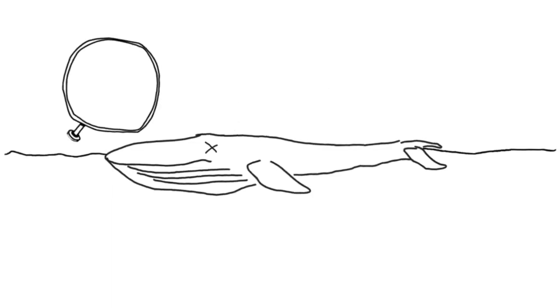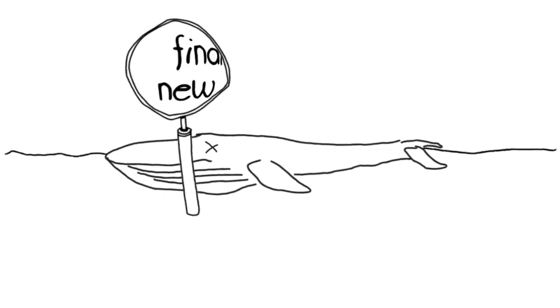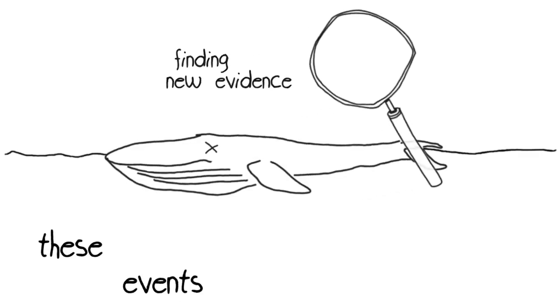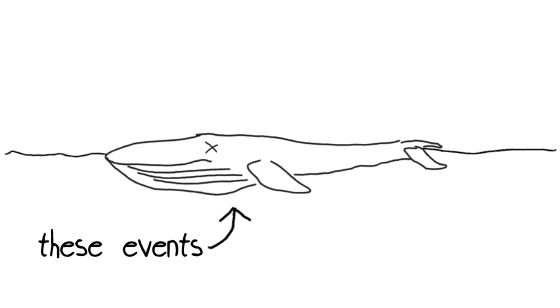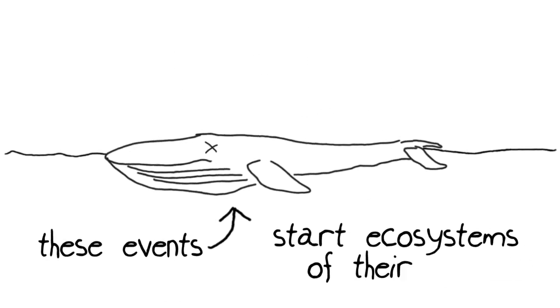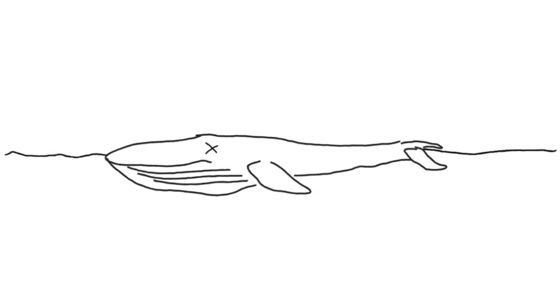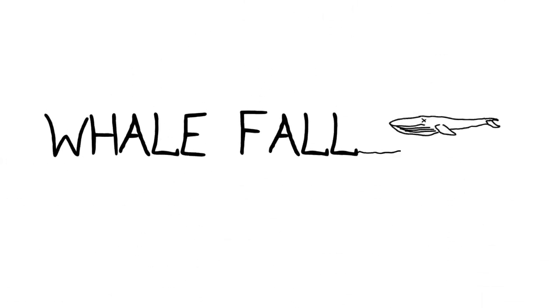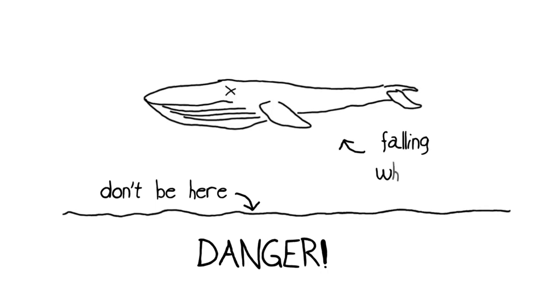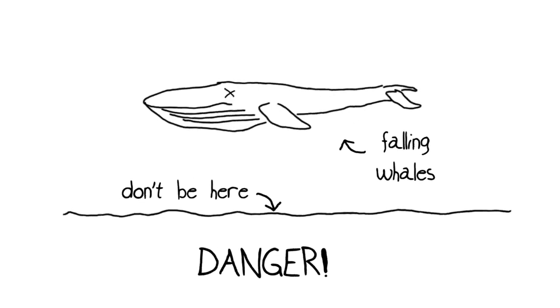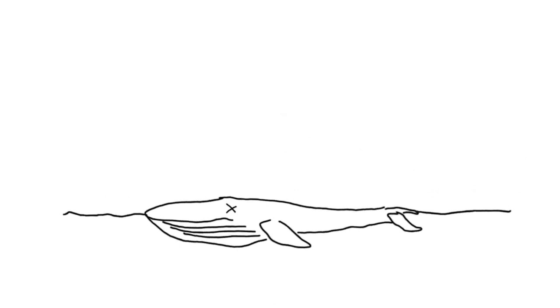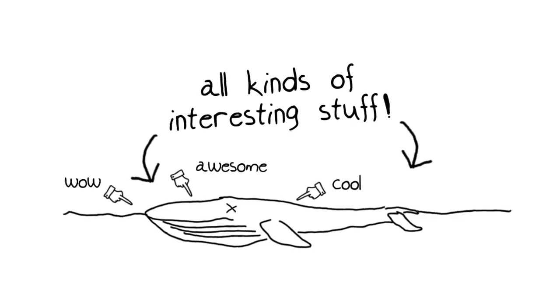It's shown, actually, we're starting to get some really great new evidence that these events where whales fall onto the sea bottom start an ecosystem of their own in ways. This is known as a whale fall. Don't get under one. It's always best not to be under one. But when the whale does hit the bottom, all kinds of interesting stuff happens.